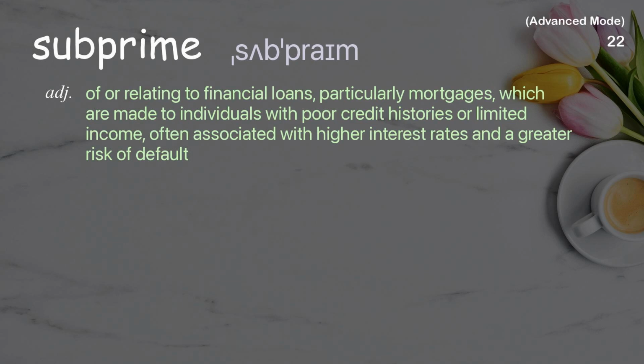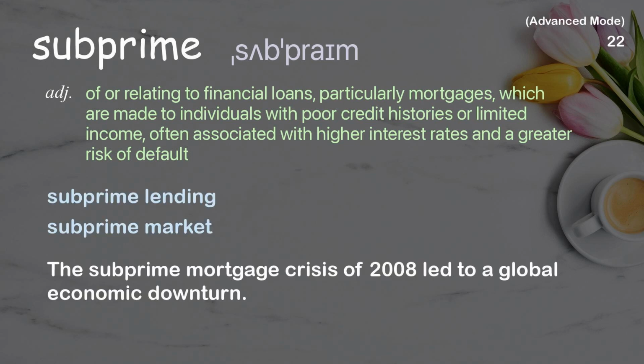Subprime. Of or relating to financial loans, particularly mortgages, which are made to individuals with poor credit histories or limited income, often associated with higher interest rates and a greater risk of default. Examples: Subprime lending. Subprime market. The subprime mortgage crisis of 2008 led to a global economic downturn.